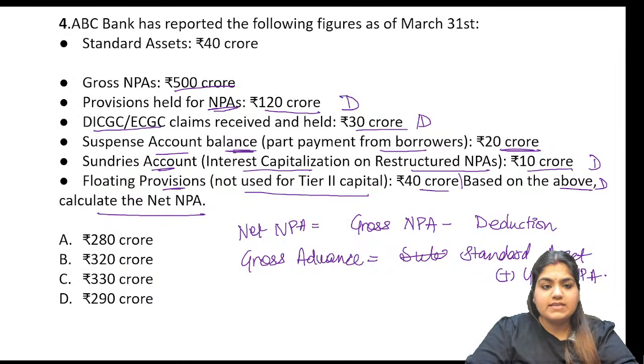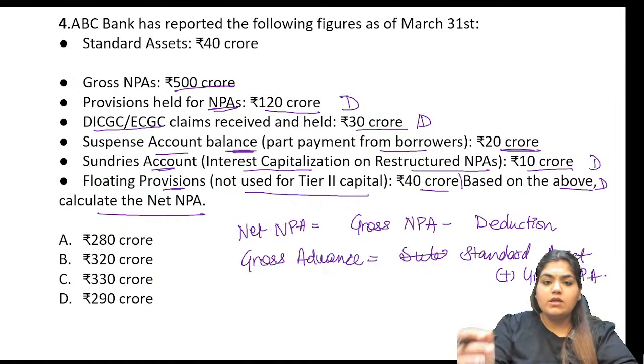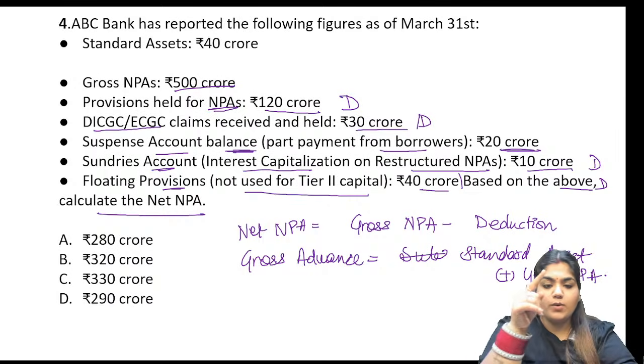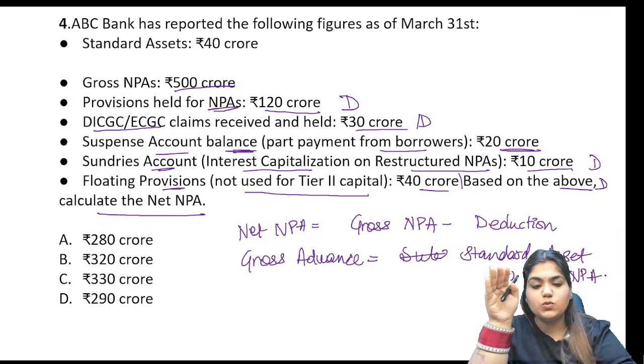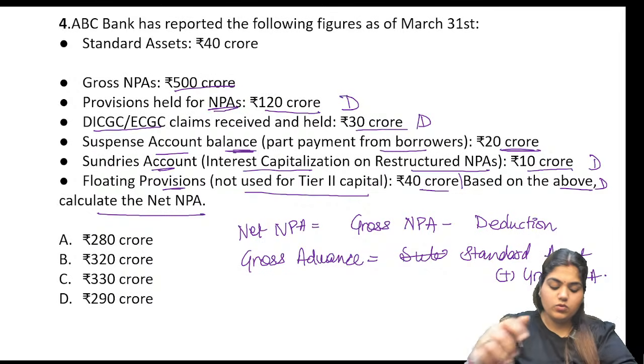The gross NPA is given to us. Now in deductions, we know that the deductions are 120 crores, 30 crores, 20 crores from the suspense account, the sundry account's 10 crore, and 40 crore of the other account. This is 120 plus 30, 150, 150 plus 20, 170, 180, and this is 220. The total is 220.